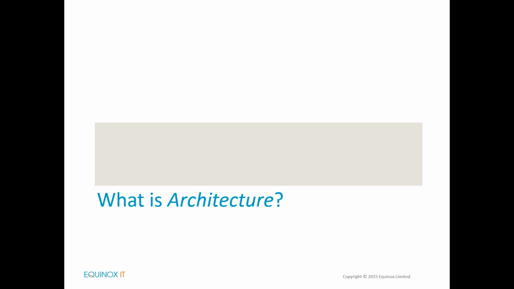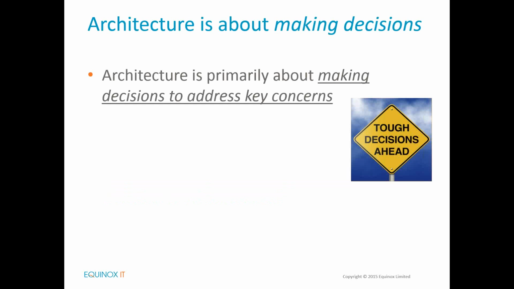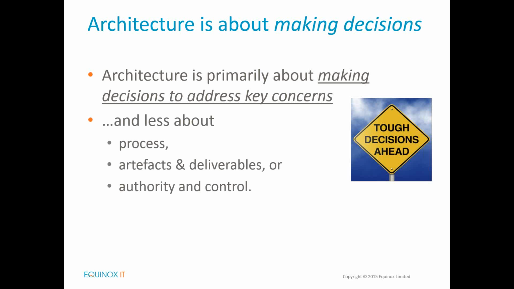Now, what is architecture? Well, I think the essence of architecture, in my experience, is primarily about making decisions to address the key concerns of stakeholders. The sorts of concerns are such things as the key functional requirements of the system or solution, risk, cost, system qualities or non-functional areas like security, maintainability, usability, performance, etc. And it's less about necessarily following a process or delivering specific artifacts or deliverables, or about authority or control.